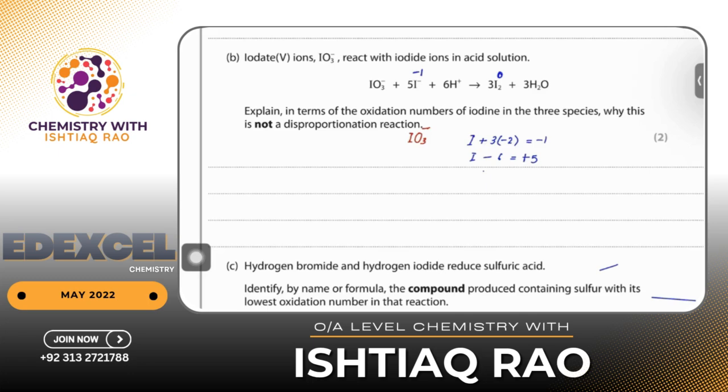In HCl, the oxidation number of chlorine was -1, and in HOCl, the oxidation number of chlorine is +1, right? So for a disproportionation reaction, we are supposed to have two products. But in this reaction, only one product is formed. So we can also write this one on the basis of charge. Only one species is formed.